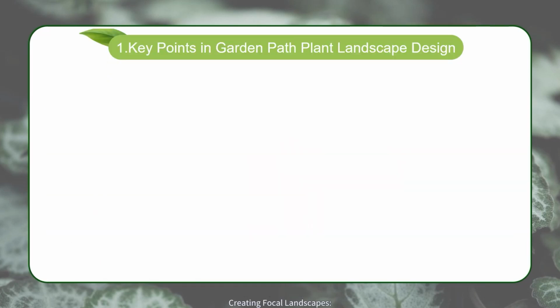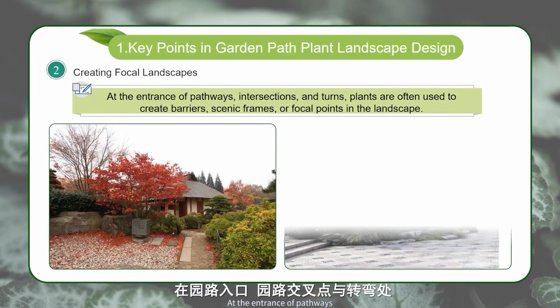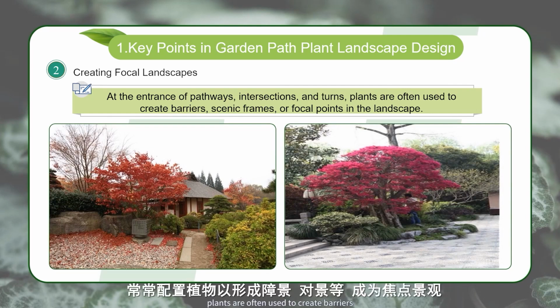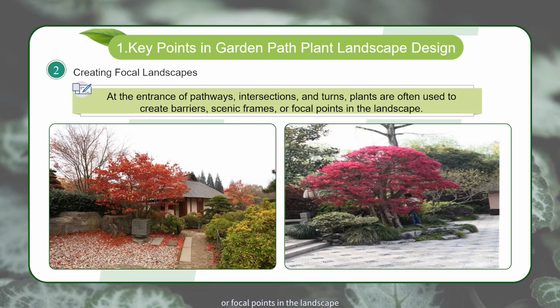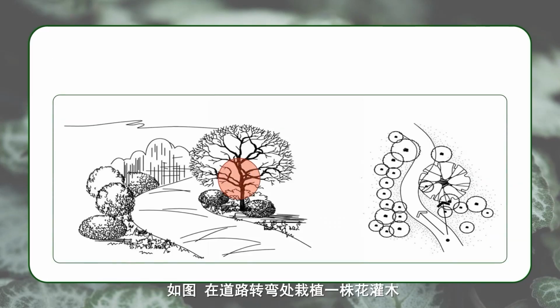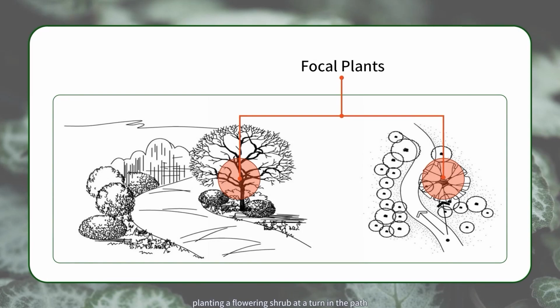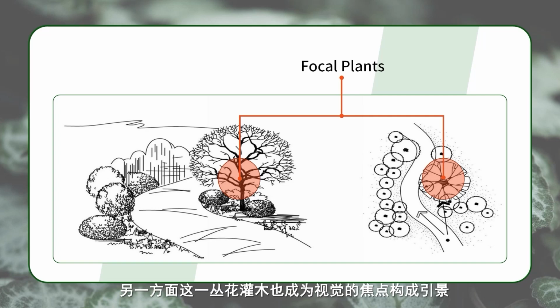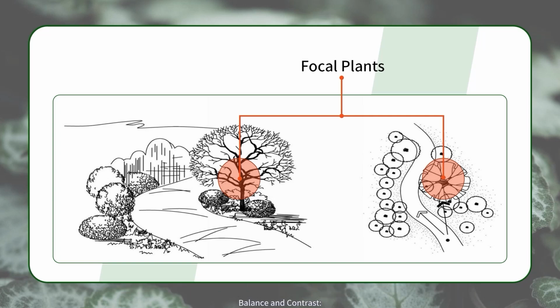Creating focal landscapes. At the entrance of pathways, intersections, and turns, plants are often used to create barriers, scenic frames, or focal points in the landscape. For example, planting a flowering shrub at a turn in the path not only blocks the view ahead, but also serves as a visual focal point. Using composition principles, balance, and contrast.